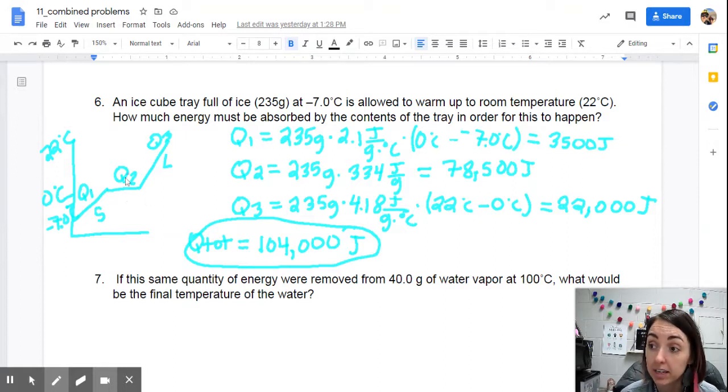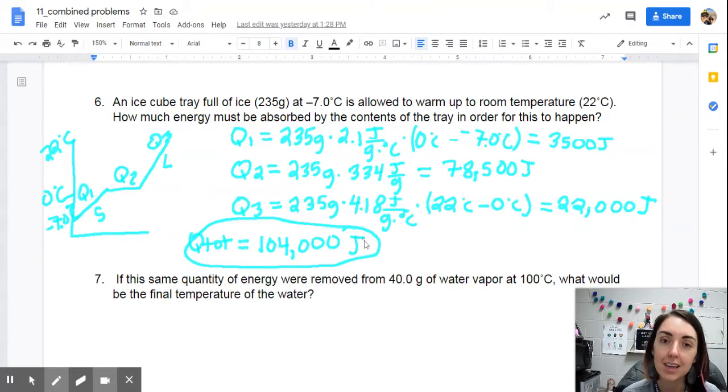Q2, it's melting here. That's endothermic, positive heat diffusion. So I use my 334. Note that I get 3 sig figs here because my number 235 had 3 sig figs. So even though Q1 had 2 sig figs, Q2 is allowed 3 sig figs.